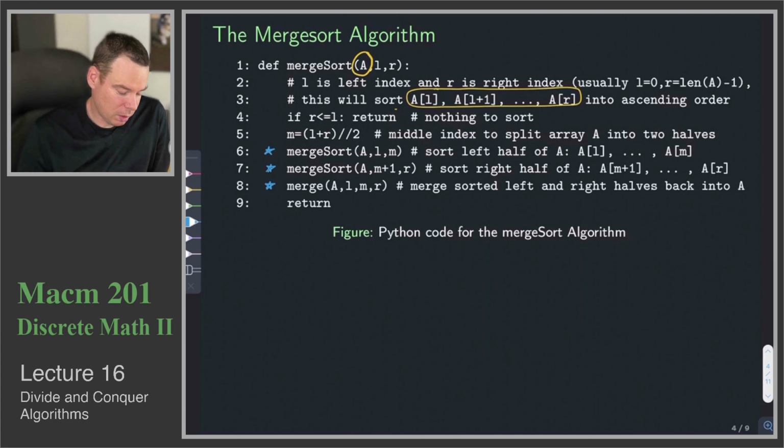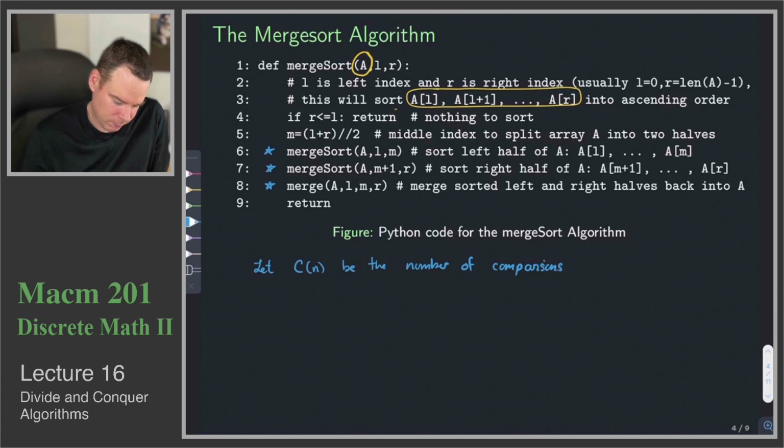So let's figure out what the cost is to perform this algorithm. How many comparisons get made? So we'll let Cn be the number of comparisons to sort an array of length n.